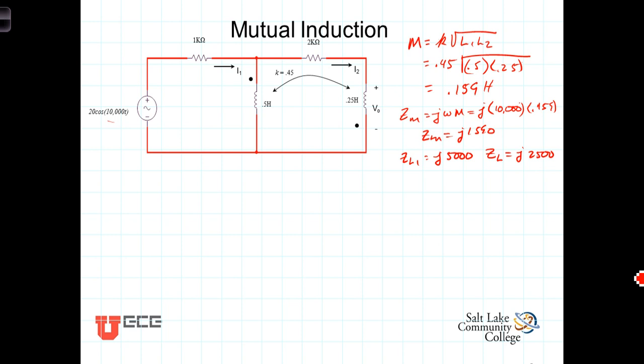So let's just go ahead and write those in over here. We've got j5000 is the impedance of that inductor. j2500 is the impedance of that inductor. And we have Z sub M, Z sub M then is equal to j1590. Over here, this source then will be replaced in its phasor form as 20 angle 0. And we're now ready to start looking at the circuit.